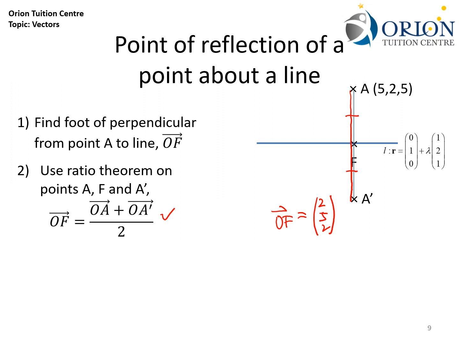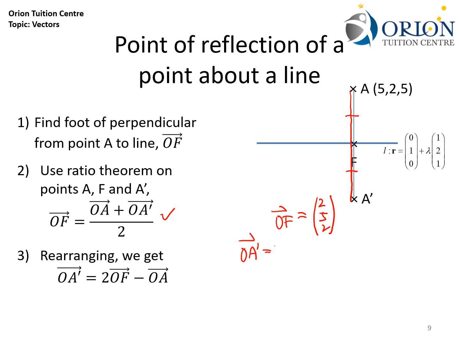Thereafter, we can rearrange this equation to make OA prime the subject, and thus find out the position vector of the point of reflection, which is A prime. So based on this, I will have OA prime equal to 2 times (2, 5, 2) minus (5, 2, 5). And this therefore gives me (-1, 8, -1) as the point of reflection.